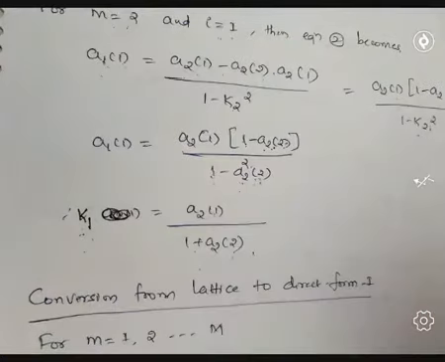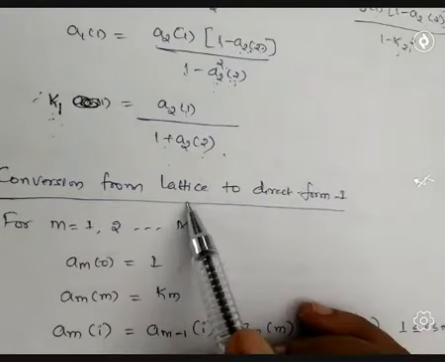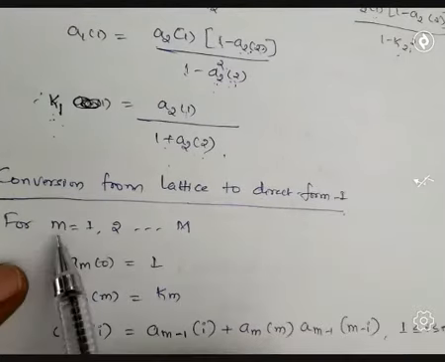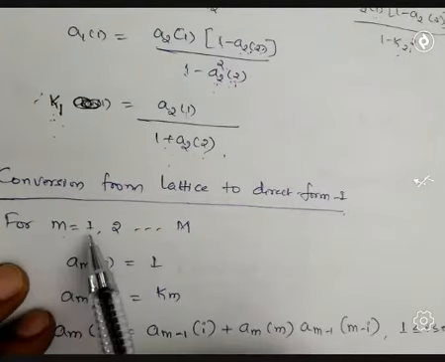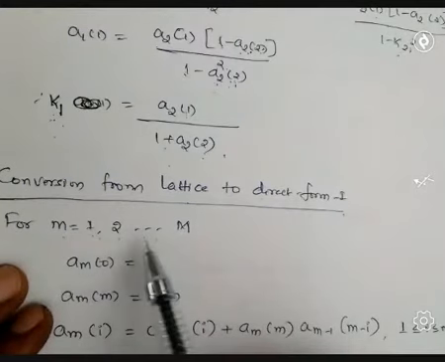Then those values have to be sketched in the diagram. Now the reverse, conversion from lattice to direct form realization. In this case, we will go in reverse, with the order of the filter starting in ascending order, M equal to 1, 2, 3, 4, and so on up to Am.